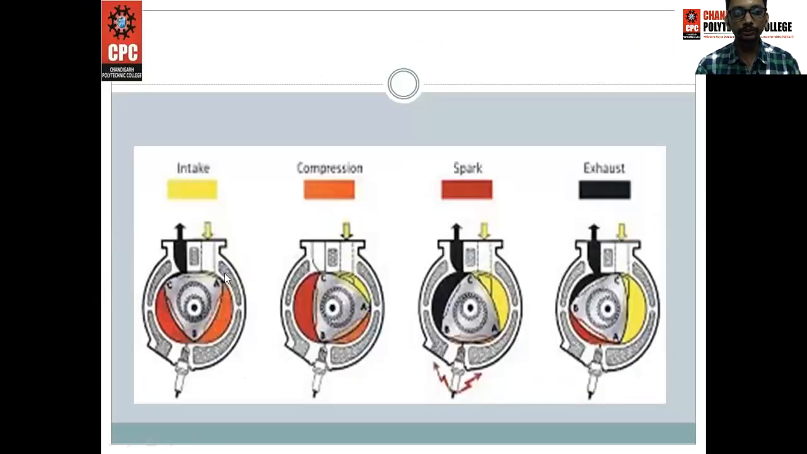These are the four types of strokes: intake. The yellow port indicates the intake. Orange is the compression, where the compression takes place. Red is the spark. This is a spark plug, and fourth is the exhaust, the black port, right? The fourth port is the exhaust port.